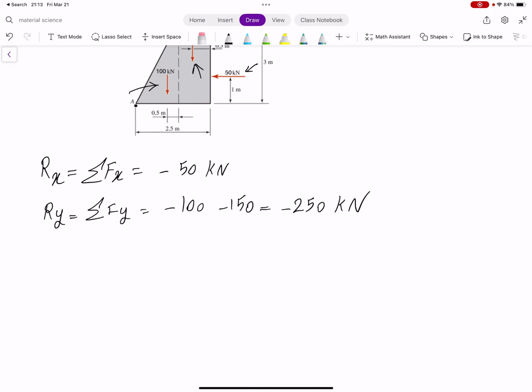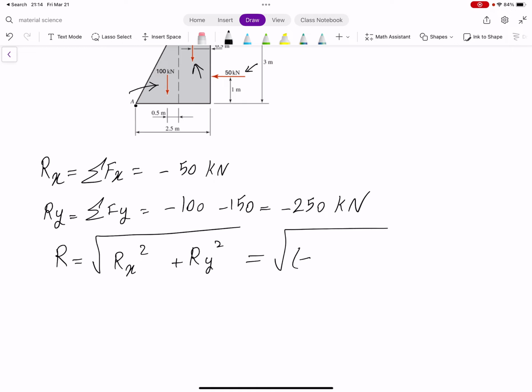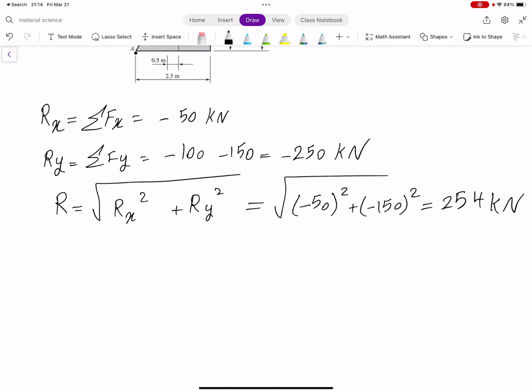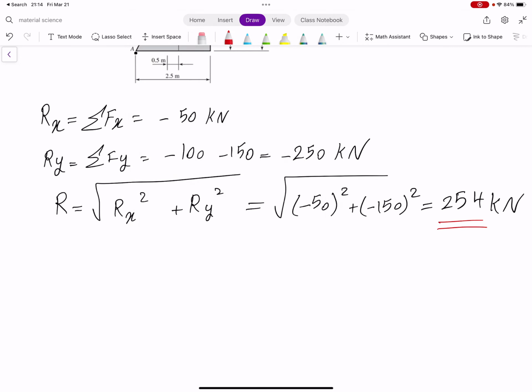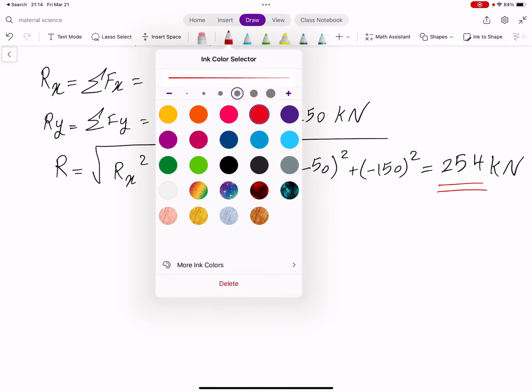Remember, we have to find the magnitude of the resultant, the square root of Rx squared plus Ry squared. So you plug them in there. Once you do it, you should get this number. So that is the first step. You can highlight it to show that is the first result.